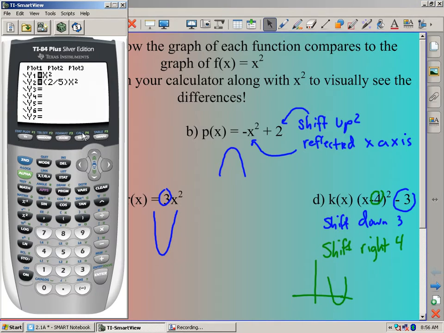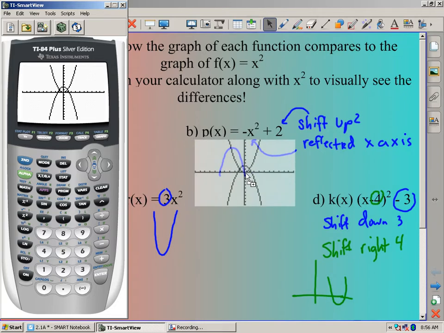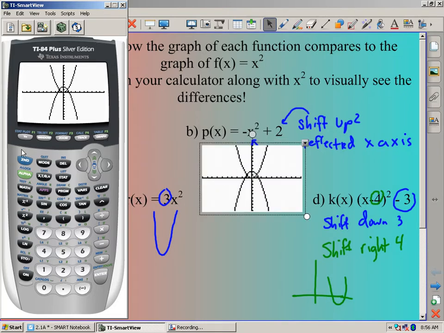This one says it should be shifted up 2 and flipped over, so we'll see if that happens here. When we graph them, there's the original, and it's shifted up 2 and flipped over. That's our second one. Our third one says we're multiplying by 3, and we predicted that multiplying by 3 would make the graph narrower than the original one. When we graph it, you can see that the original one is still on the outside, and this one is narrower than the original.